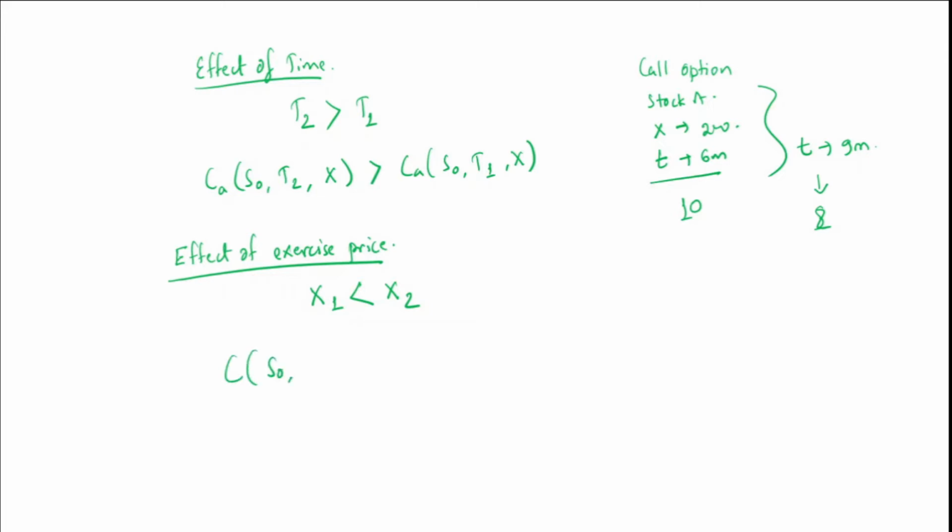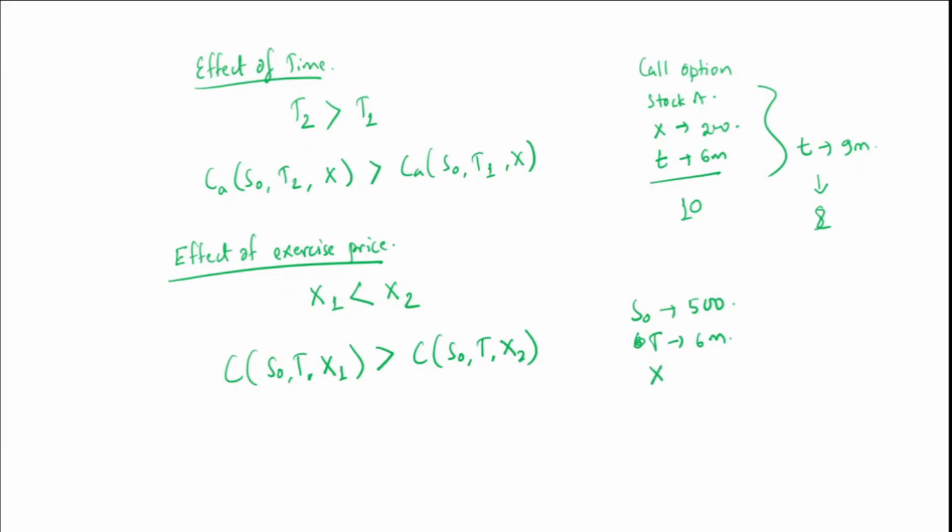Call option with T and exercise price X1 is valued more than call option with high exercise price T and X2. Let's see with an example. You have a stock whose price is rupees 500 and its maturity T is 6 months.